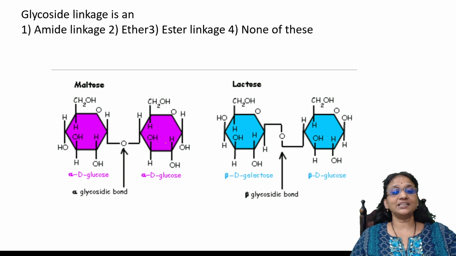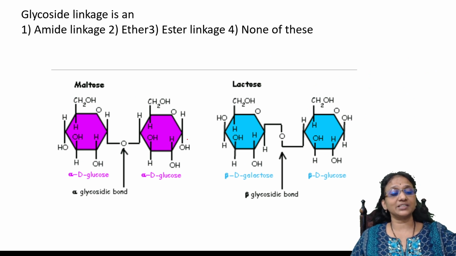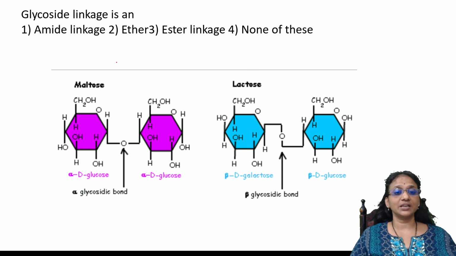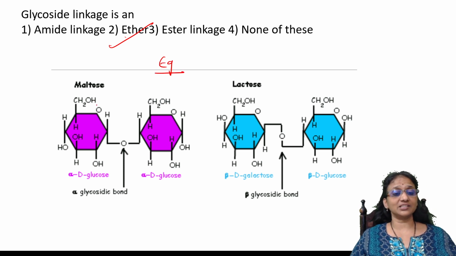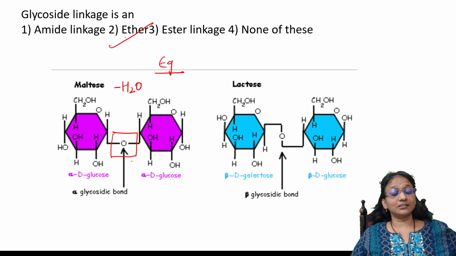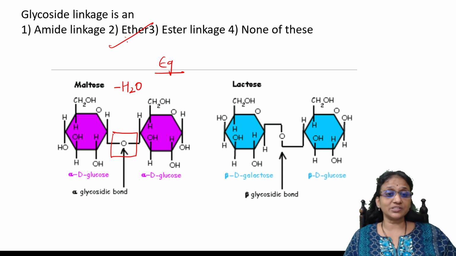Glycosidic linkage is an... What is meant by a glycosidic linkage? Yes, see here. Glycosidic linkage is an ether linkage. Why? Check the example which I have given you. See here. I have here a disaccharide, maltose, which is made up of alpha D glucose and alpha D glucose. When they condense together, yes, there is removal of a water molecule, and in that process, there is formation of a bond that's nothing but an ether bond. Yes, ether bond. That's the reason the glycosidic linkage is an ether.